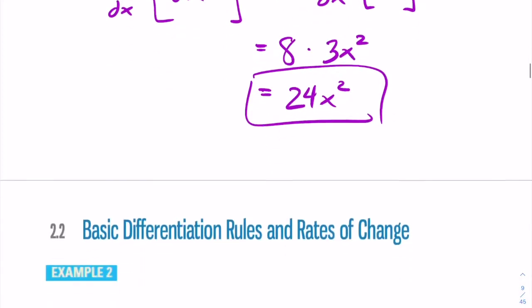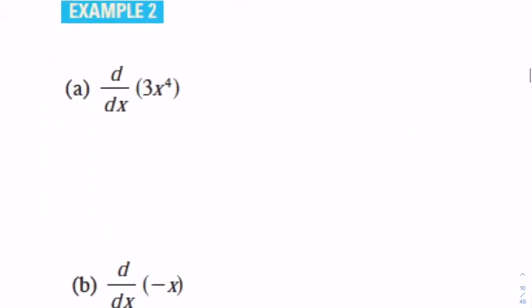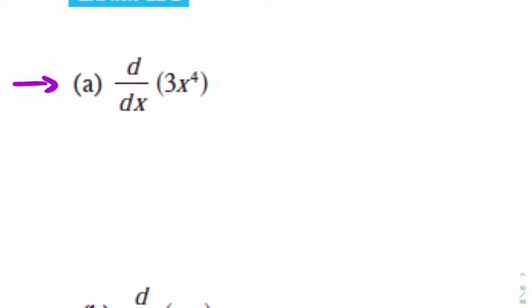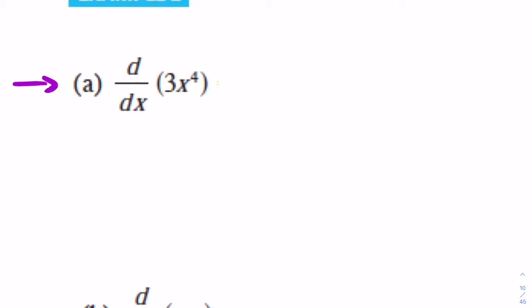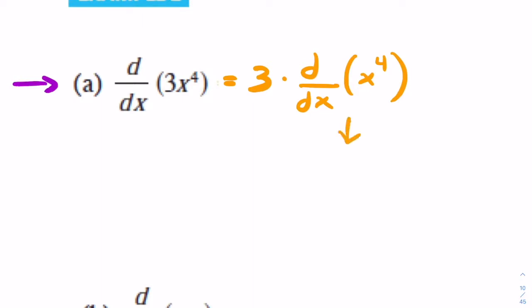So let's try a few. Here's example 2. Okay, here's part A. Write it down. Okay, now I'm writing it out in steps. Eventually, you guys are going to find your shortcuts, okay? So we have a constant multiple of 3 here. We're just going to scoot that 3 to the side, and we'll just take the derivative of x to the 4th. Okay, x to the 4th, the derivative is going to be 4x cubed. And then I bring that guy down. Don't forget to bring him down. Okay, so if I smush this together, I should get 12x cubed, and that's it.